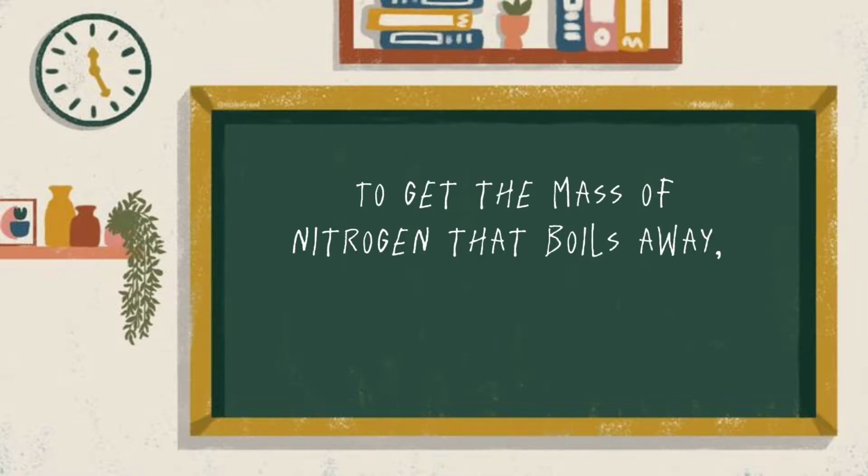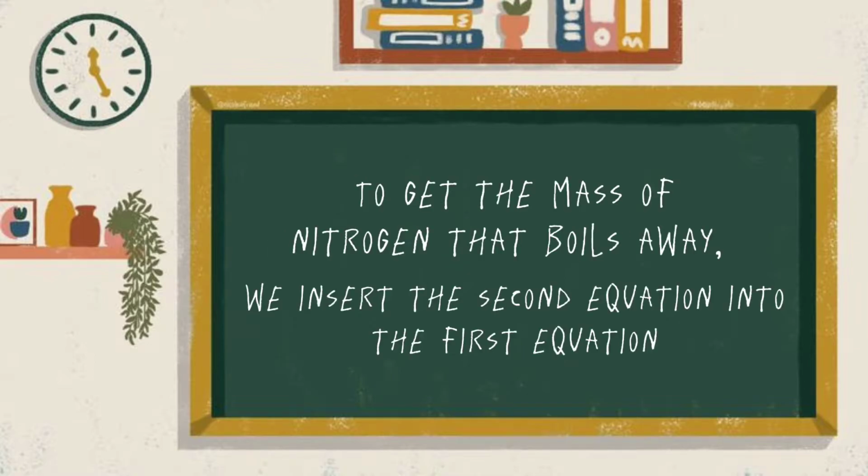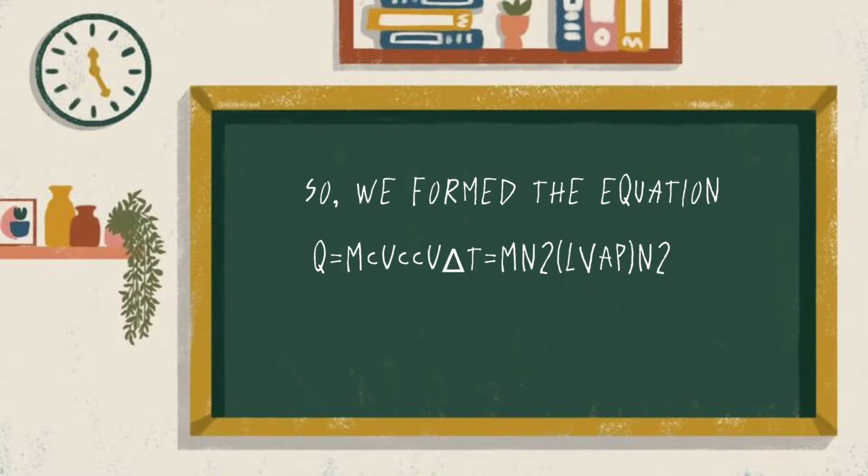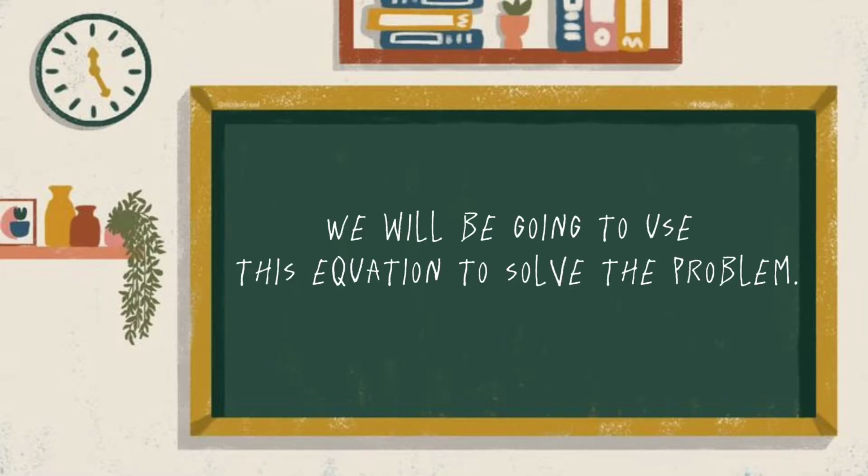To get the mass of nitrogen that boils away, we insert the second equation into the first equation. So we form the equation: Q, the quantity of heat, is equal to the mass of copper times the specific heat capacity of copper times the temperature change, which is equal to the mass of nitrogen times the latent heat of vaporization of nitrogen. We will use this equation to solve the problem.